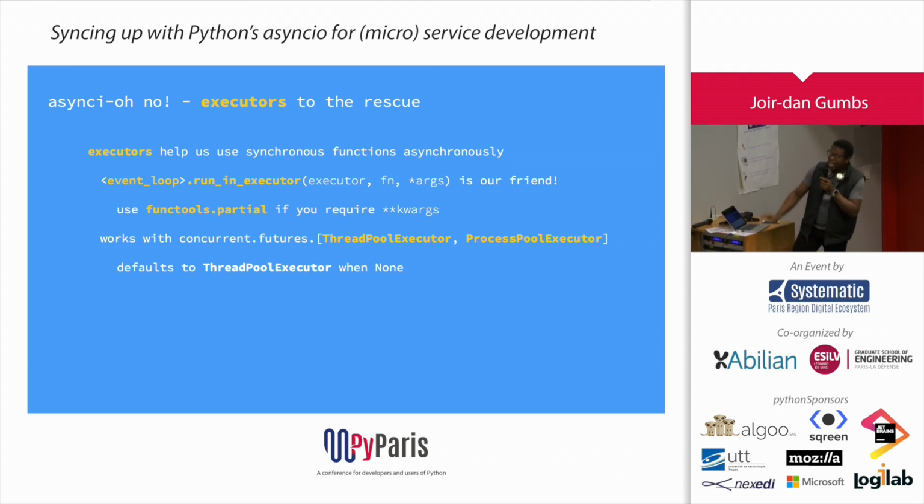And I suggest, for the most part, in all the examples that I have here, I don't build my own thread pool executor. This is because if you set executor to None, it defaults to a thread pool executor. So it's relatively simple to build out these things for synchronous functions in asynchronous applications.